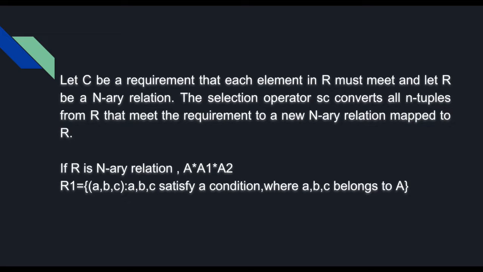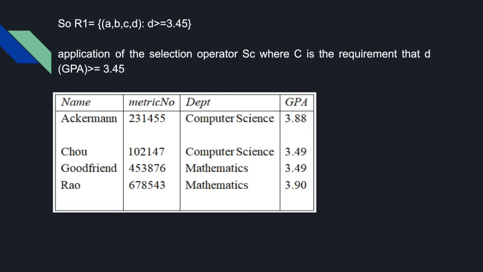In the set builder form, if R is an N-ary relation on sets A, A1 and A2, then R1 could be the new N-ary relation after the selection operation. R1 equals the ordered triple (a, b, c) such that a, b and c satisfy a condition, where a belongs to A, b belongs to A1 and c belongs to A2. This is the example that we'll be working on.